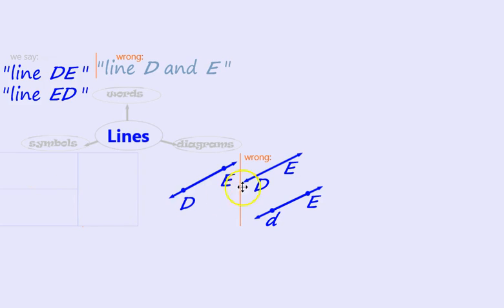In symbols, the same object will be written as DE, where on top there is this object that resembles a line, something with no beginning, no end. And again, it would be okay to refer to the same object as ED. But we may not be using lowercase letters when we write line DE in symbols.